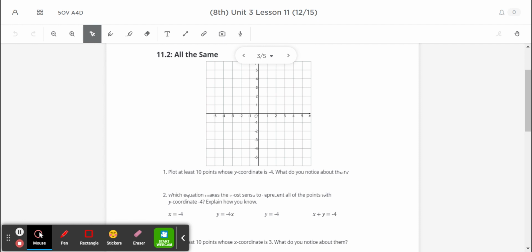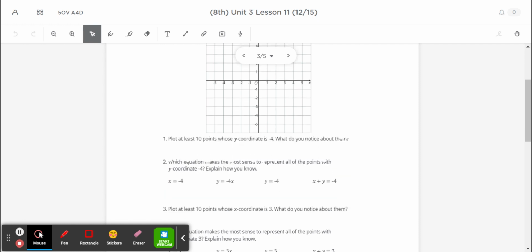11.2 says, plot at least 10 points whose y-coordinate is -4. What do you notice? Then in question 2, it says which equation makes the most sense to represent all of the points with the y-coordinate of -4? Explain how you know. Please pause this video and complete slide 3, questions 1 and 2 in ClassKick.